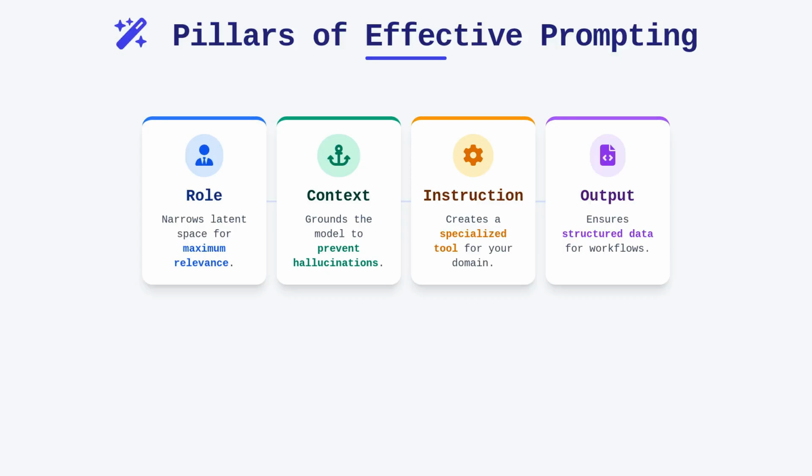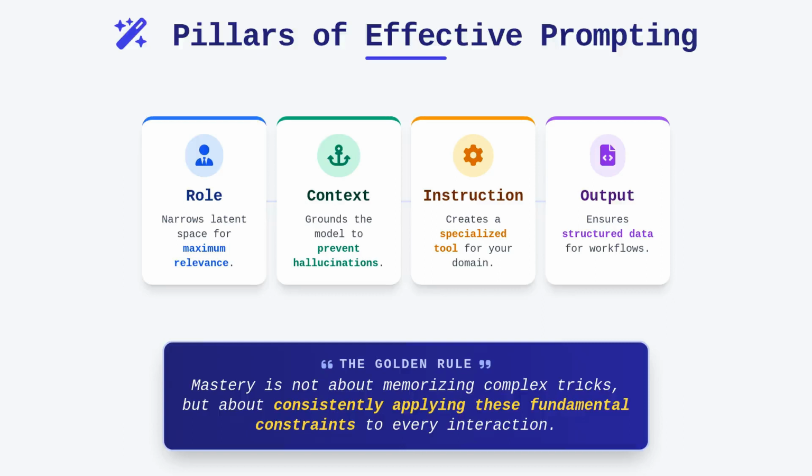By combining this with explicit, actionable instructions, you transform a general-purpose processor into a specialized tool tailored for your specific domain. Finally, defining the expected output format, be it JSON, a structured table, or plain prose, ensures that the information received is immediately useful for your downstream workflows. Mastery is not about memorizing complex tricks, but about consistently applying these fundamental constraints to every interaction.